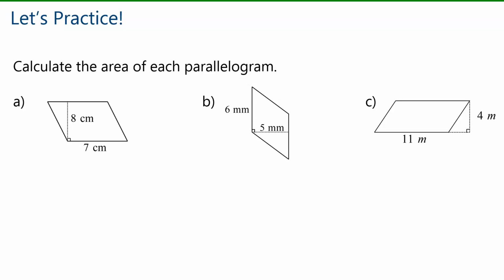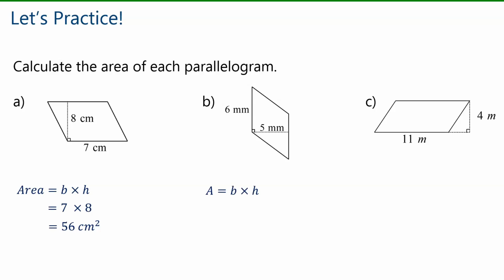So now let's use the formula we just came up with to find the area of each of these parallelograms. So for A, I'll start by writing out the formula. Area equals B for base and H for height. Now the base is 7 centimeters and the height is 8. So in multiplying them together, I get an area of 56 centimeters squared.